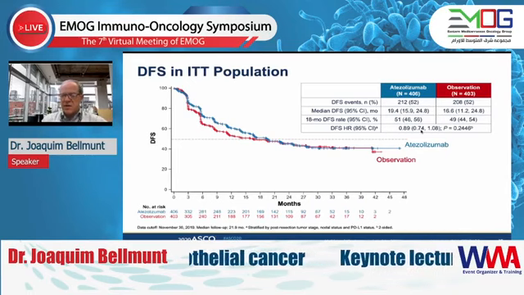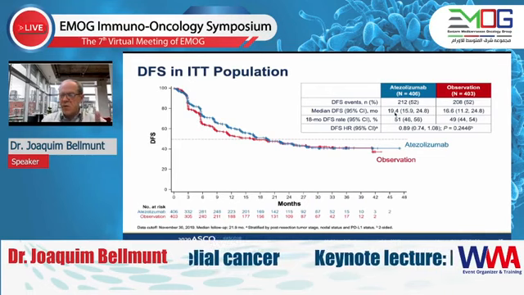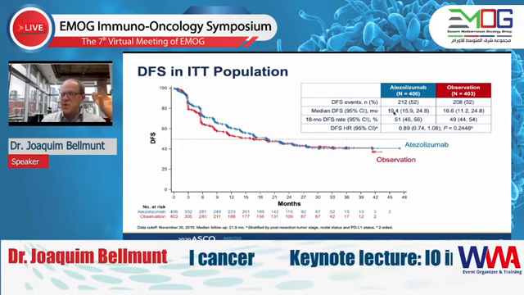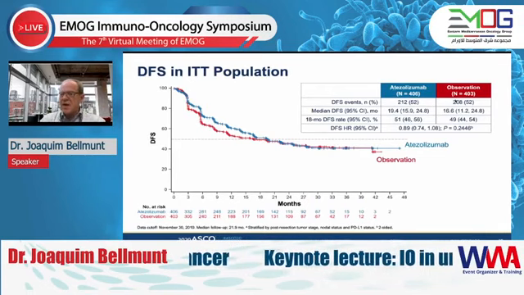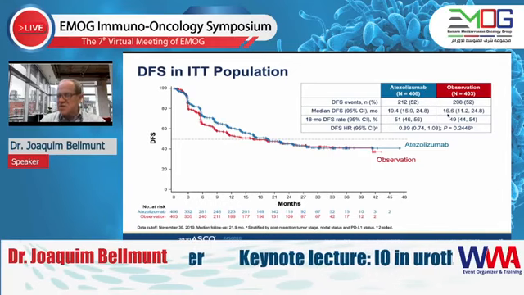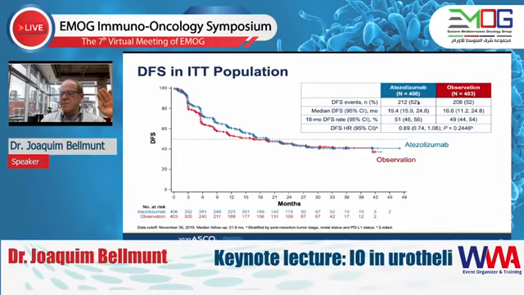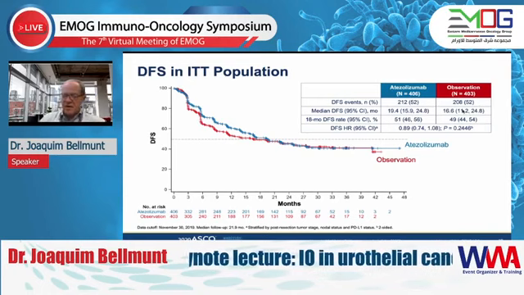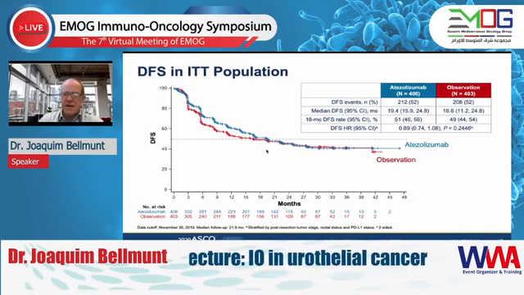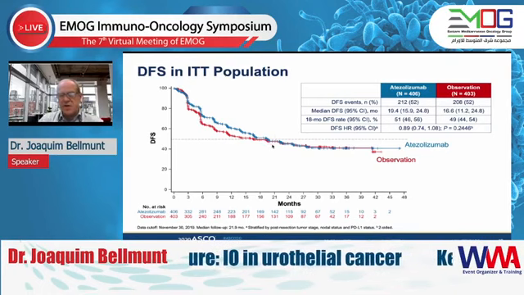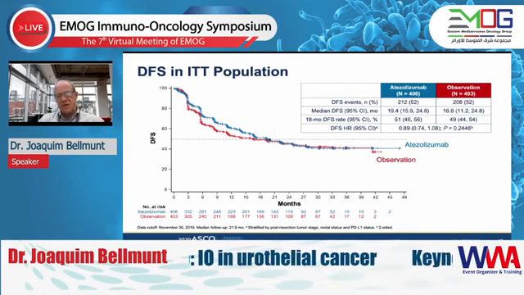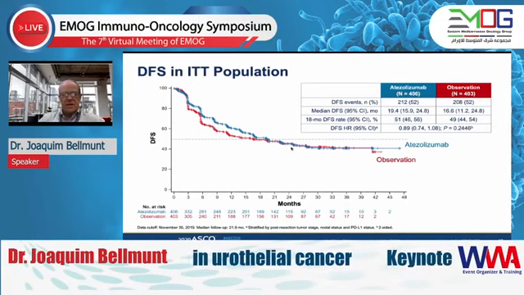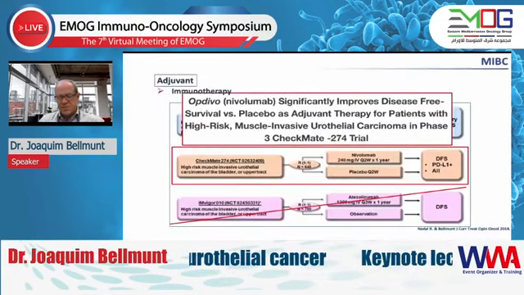We can see here the DFS of 19.4 months, and remember this number because it's quite similar to the nivolumab study. Observation 16.6 months. You can see here pretty close, and this is completely different from the nivolumab trial that we're going to see later on. It seems that there is a benefit in the very beginning in DFS, but then likely here is when the immunotherapy stops having its effect, so the DFS curves converge.